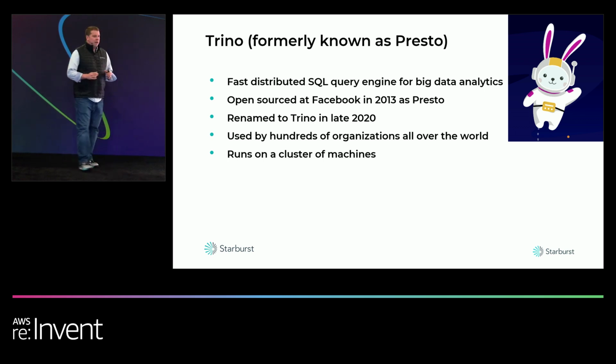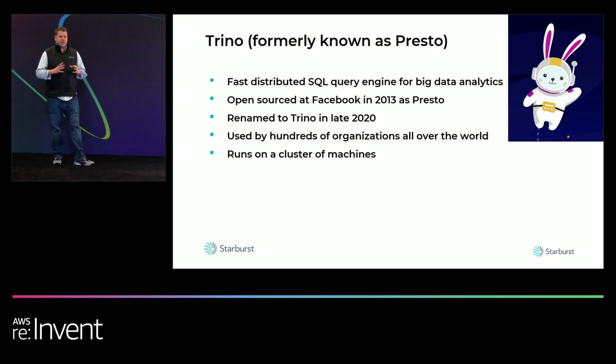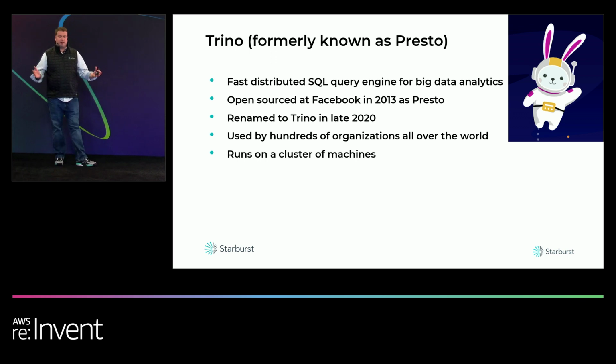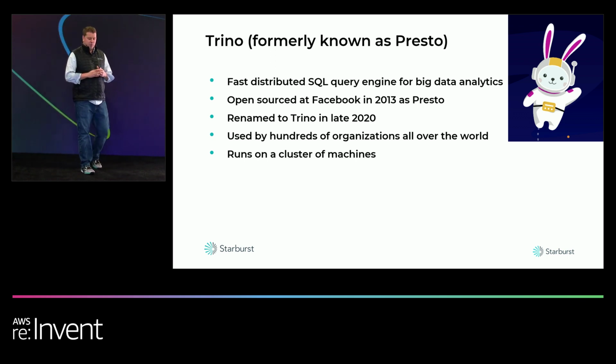So to start, the core of Starburst Galaxy is Trino. Trino is an open source project. It was developed by our founding team when they were at Facebook back in 2013. I started a little bit before then, so the project itself is over 10 years old. It was formerly known as Presto, if you happen to have heard that name as well.